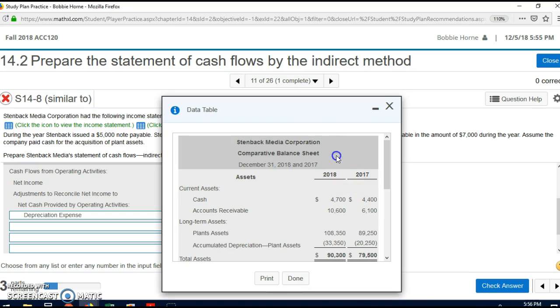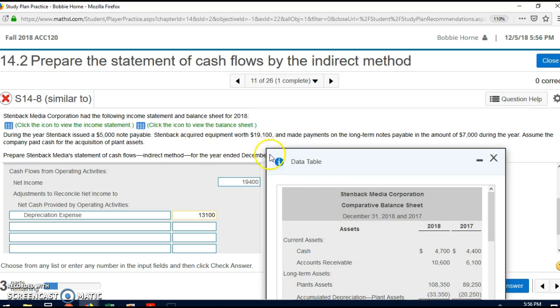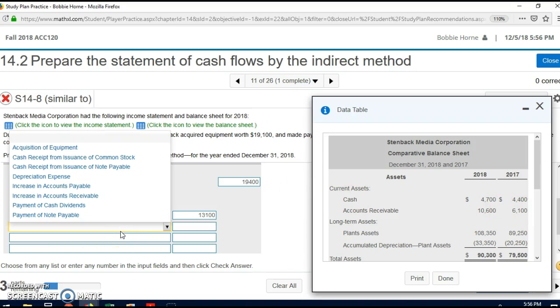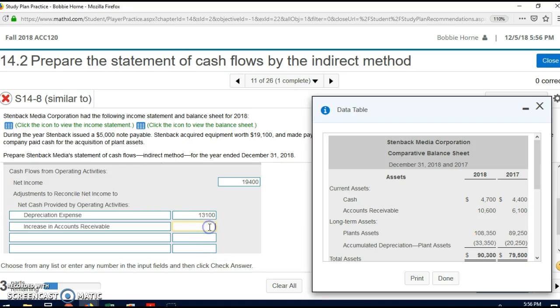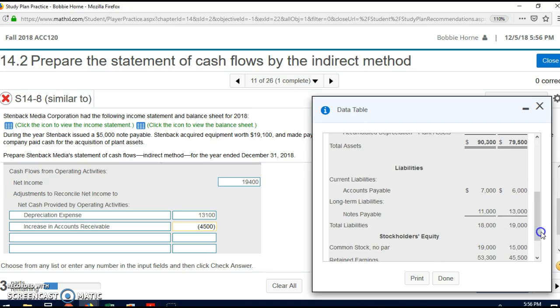Now the balance sheet. The long-term notes payable on equipment will be in another section. So the change in current assets, it looks like assets went up. The change in accounts receivable was an increase of $4,500. So increase means a decrease when it's a current asset. And that's all the current assets.